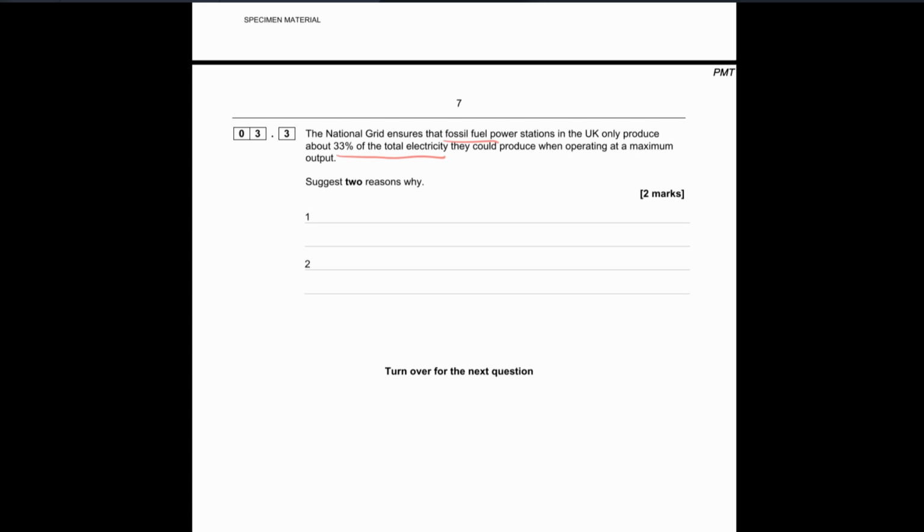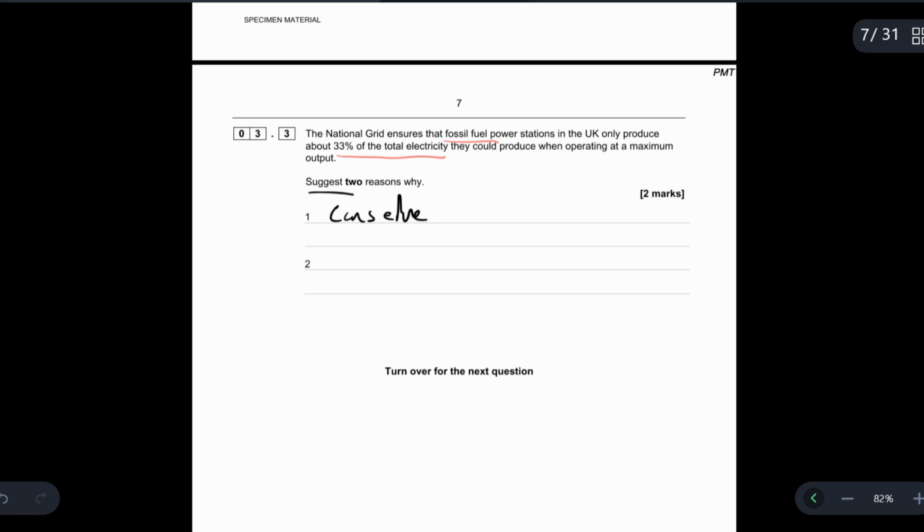Well, there's a few different answers here. Again, it's a suggest question, so there's a range of different answers that you can select here, and as long as they make sense, you'll be able to get the mark. So a few things I can think of. Essentially, you want to conserve the fuel. So this basically allows us to maintain stores of fuel, and it ensures that we have some spare capacity in the network.